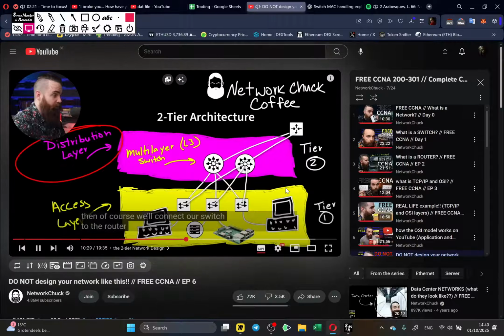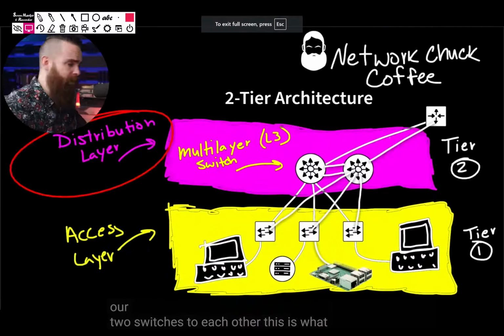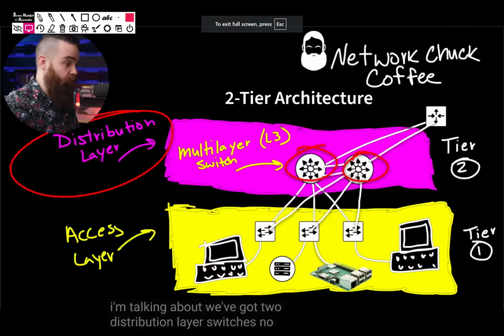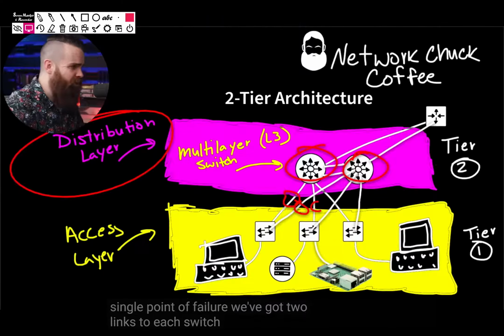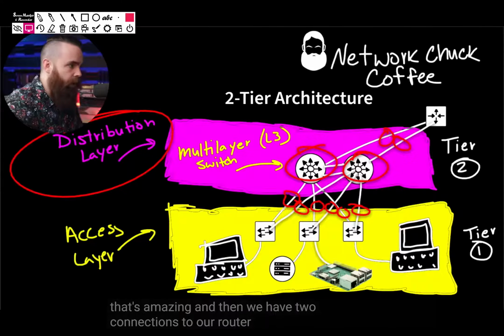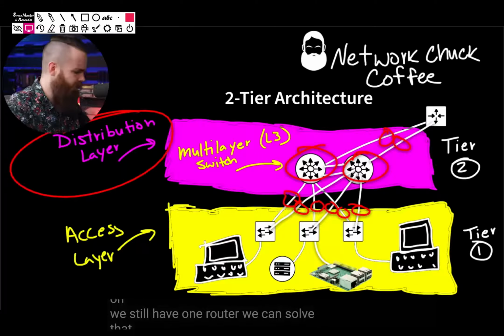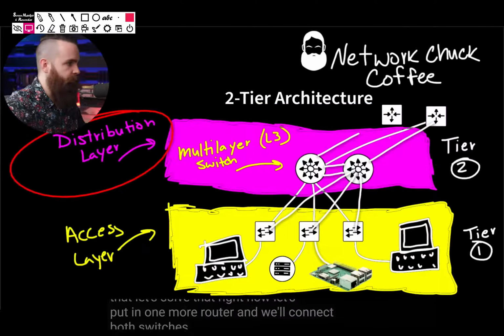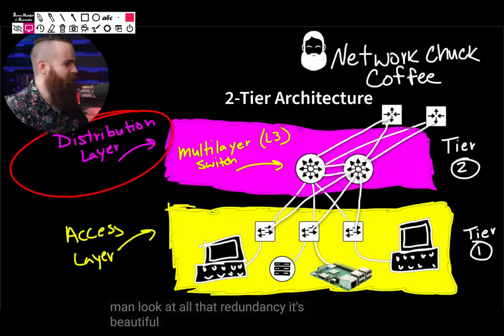Of course, we'll connect our switch to the router, and then we even connect our 2 switches to each other. This is what I'm talking about. We've got 2 distribution layer switches, no longer a single point of failure. We've got 2 links to each switch. That's amazing. And then we have 2 connections to our router. But wait, hold on. We still have 1 router. We can solve that. Let's put in 1 more router, and we'll connect both switches to them. Man, look at all that redundancy. It's beautiful. But it's expensive.